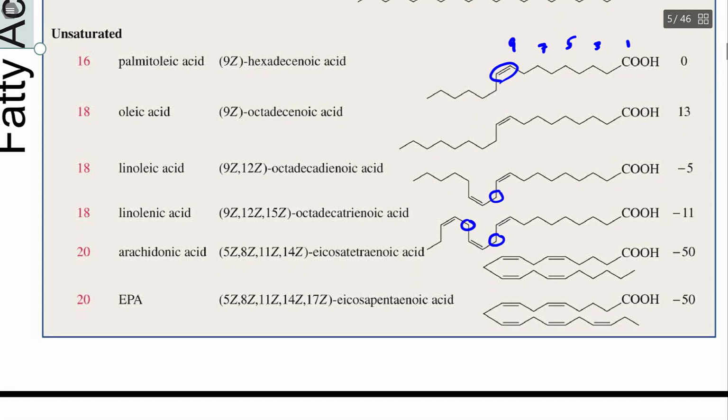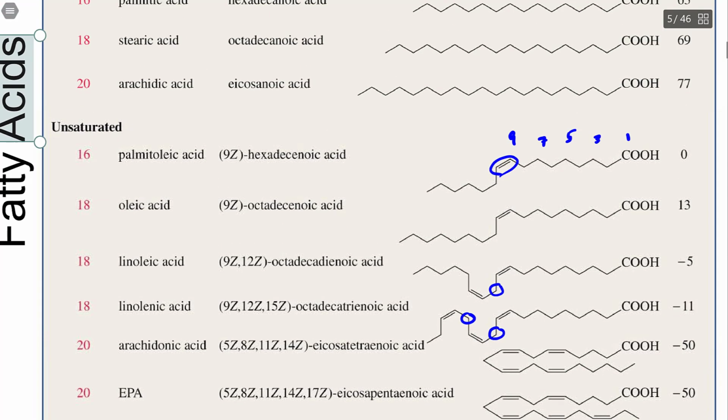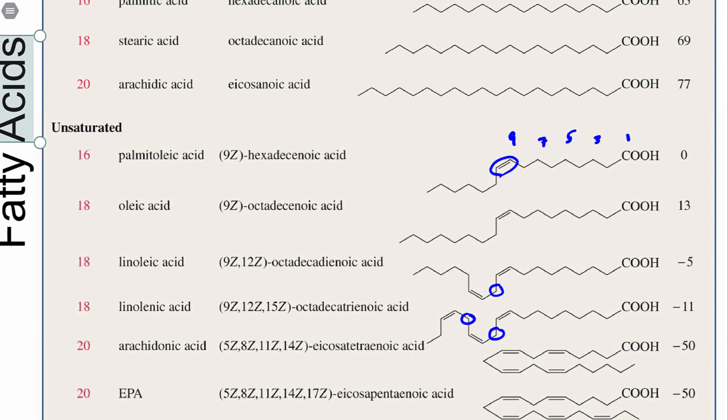So arachidonic acid is the precursor to the prostaglandins, and it's closely related to arachidic acid. But notice the melting points again with increasing number of double bonds. So for example, if we look at oleic, linoleic, and then linolenic acids, even though they're all C18 and have very similar structures, the increased number of double bonds decreases the melting point for these compounds.